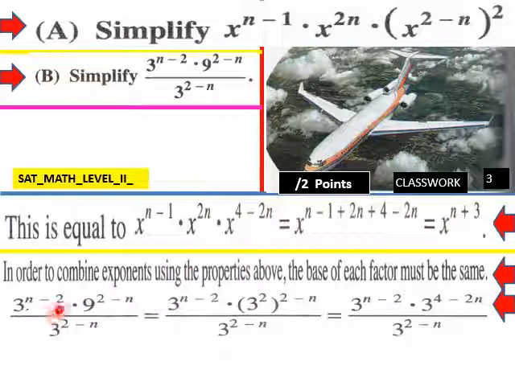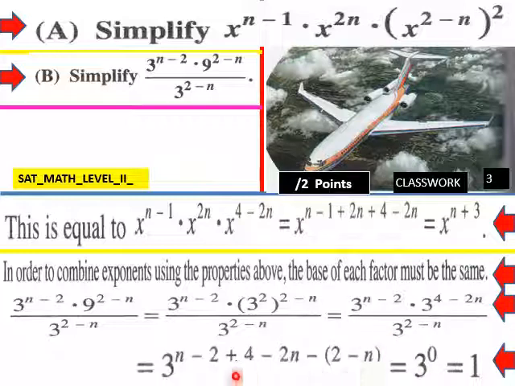So 3 to the n minus 2 times 9 to the 2 minus n over 3 to the 2 minus n, we're going to make this base here 3. So to do that, 3 to the n minus 2 times 3 squared, which is 9, to the 2 minus n over 3 squared to the 3 to the 2 minus n. Now they all have the same base, so now we can use our exponent properties.